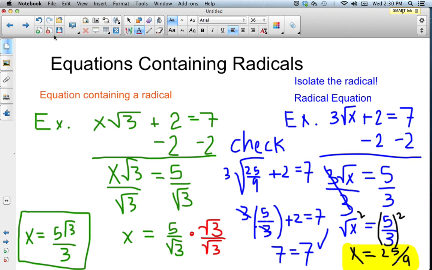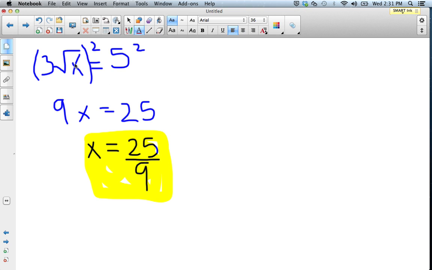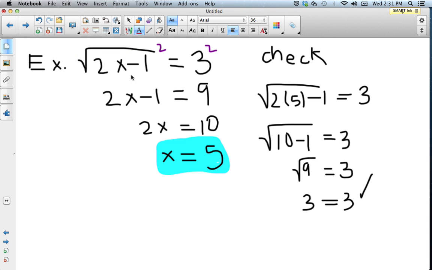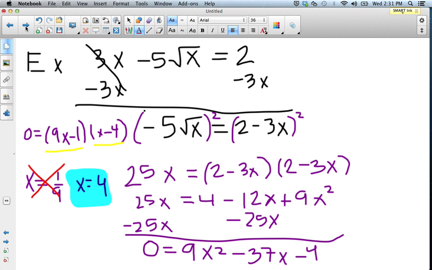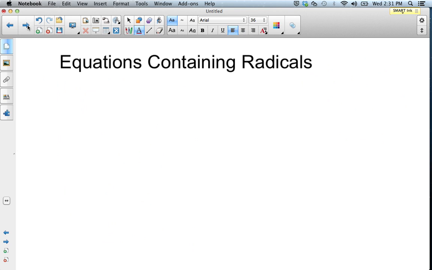Well, all of the examples we did before had just one radical. Just one radical, we isolate and then square. On this example, just one radical, we isolate it, and here we cubed because it's a cube root. Same thing here, just one radical, we isolated and squared. Well, now we're going to look at some examples with two radicals, okay, with a variable under each of them.